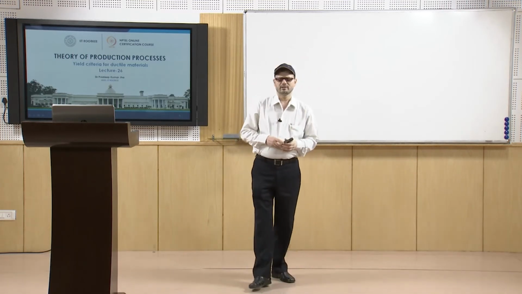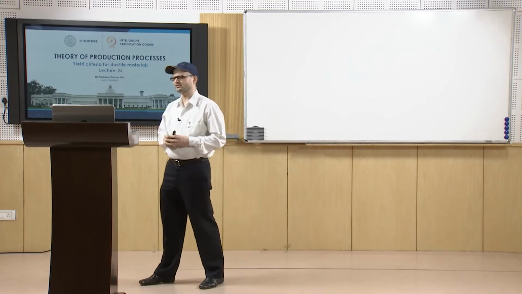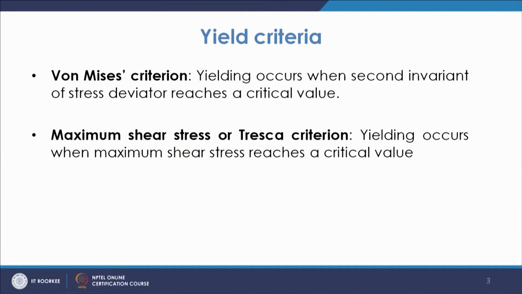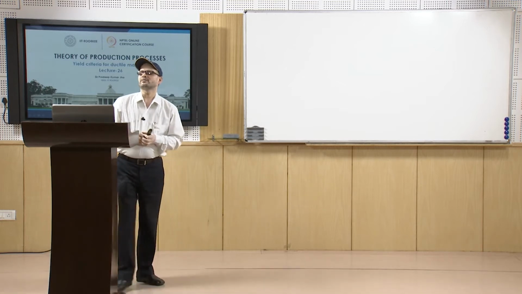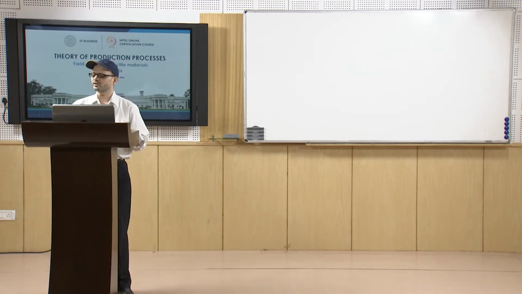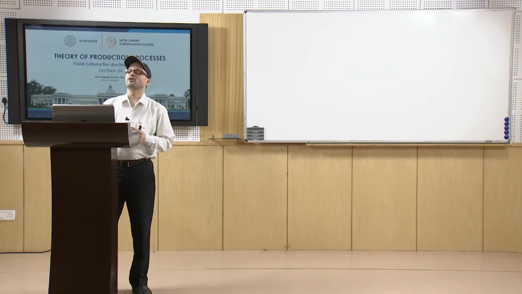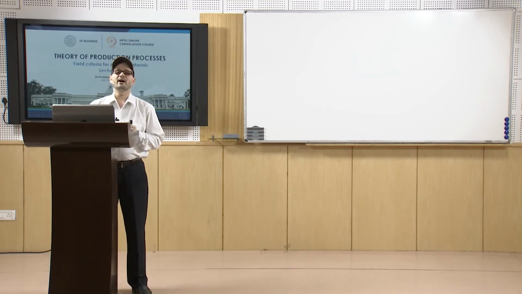So, if you come to the yield criteria, von Mises has proposed a yield criterion, and this criterion tells us that yielding occurs when the second invariant of stress deviator reaches a critical value. This second invariant of stress deviator was encountered when we talked about the stress deviator portion. That has to reach some critical value, and only then will yielding occur.